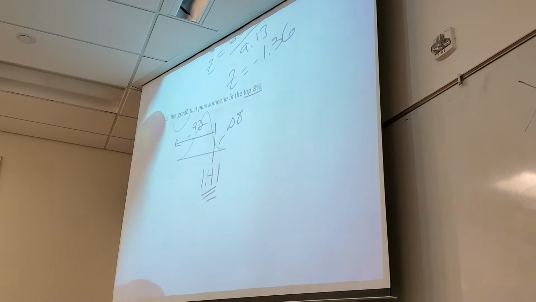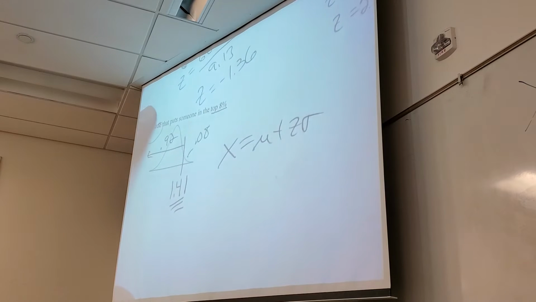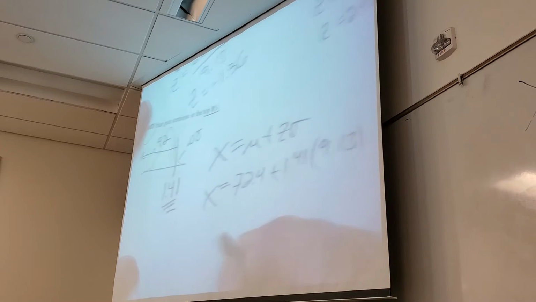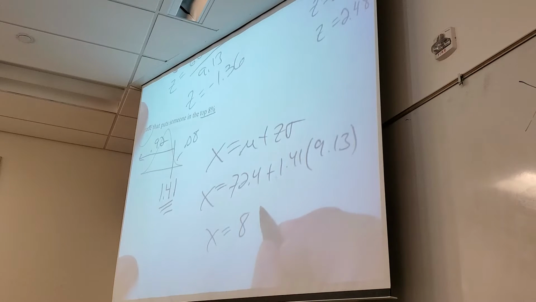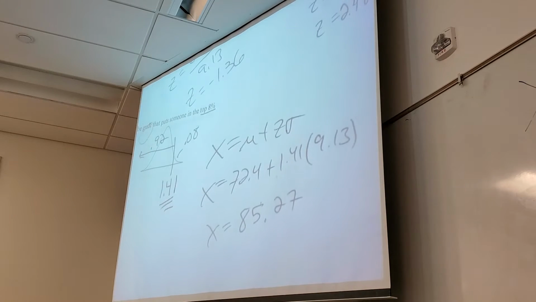A grade that puts somebody in the top 8%. So I got to change it back into a raw score, and that's how I do it. The reverse of the z-score formula. So the mean was 72.4. Go up 1.41 steps. And where do you guys end up? 85.27. Okay, thank you. That's good hearing.